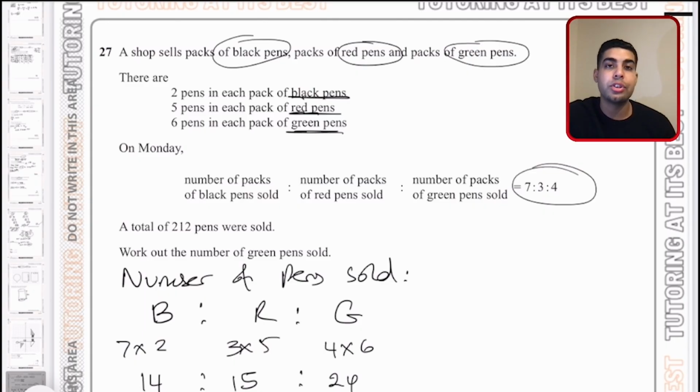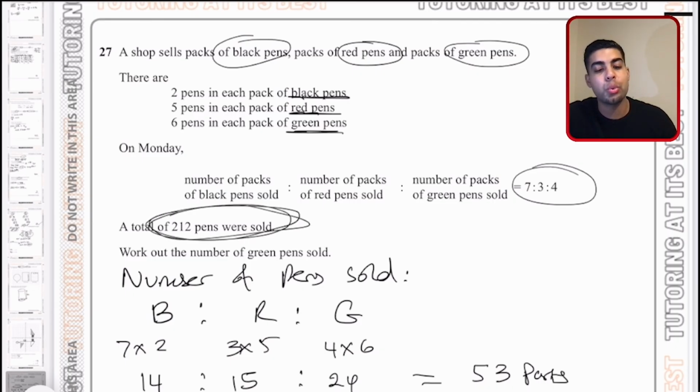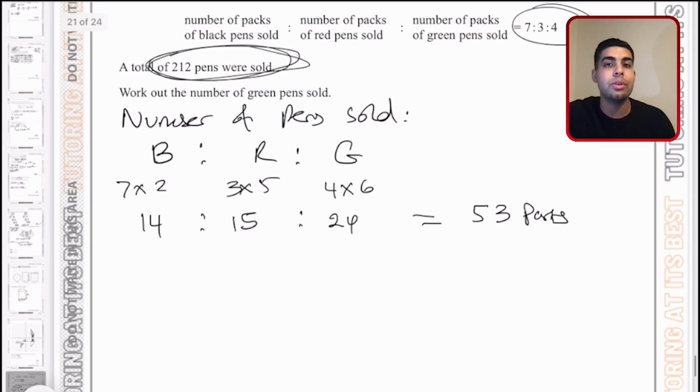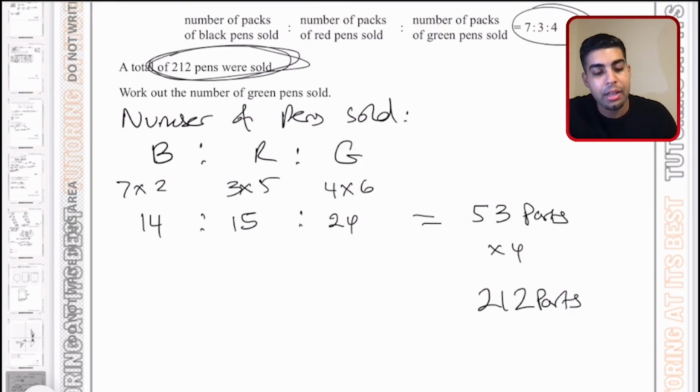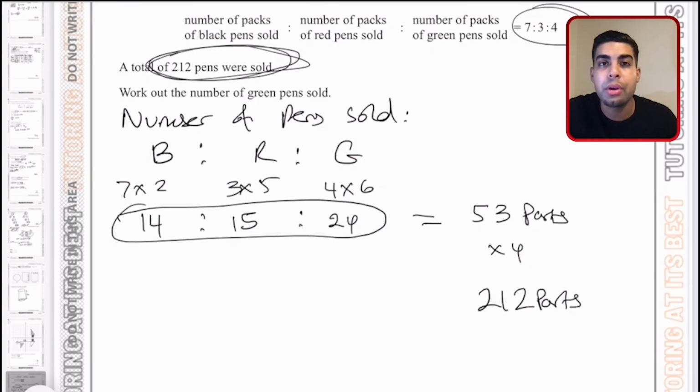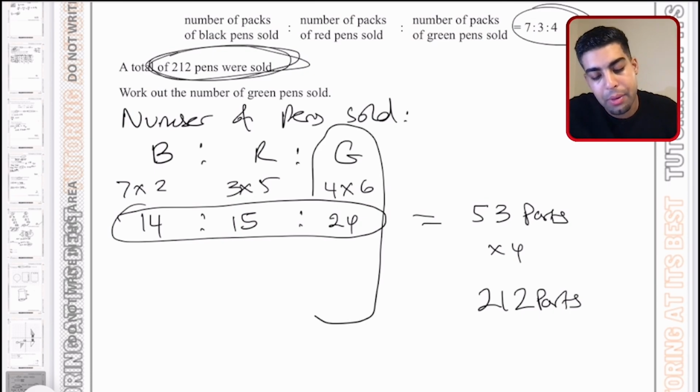And again, as we do with your ratio questions, we add up the total amount, which then will give us 53 parts. And they've told us that a total of 212 pens were sold. So work out the number of green pens that were sold. So what are we going to do? We're going to find a commonality between 53 and 212. And perhaps let's ask ourselves, how many times does 53 go into 212? So we know that goes in 4 times. So again, we times this by 4. We know we have 212 parts. So again, likewise, we need to multiply out our ratio by 4 and then find out our green pens.